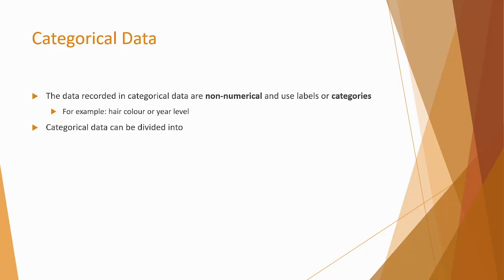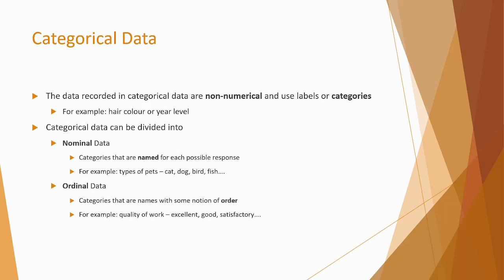Now, categorical data can be divided into two things. One is nominal data. These are categories that have names for each possible response. So an example for this is types of pet or hair color. And then there is ordinal data. These have names but are in specific orders, such as the quality of your work, grades that are given, or your year levels.